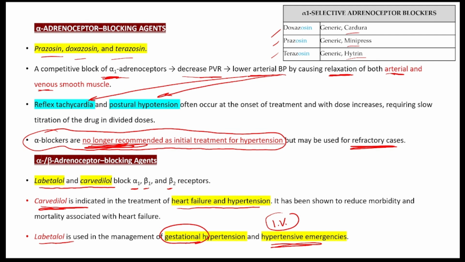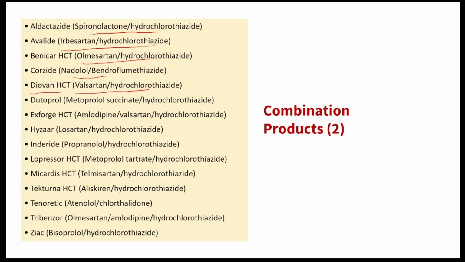Okay, so alpha blockers, three medications: prazosin, doxazosin, terazosin. They are not in clinical use as first-line therapy. They carry the risk of postural hypotension. Moving to another group of medication that acts by blocking alpha-1, beta-1, beta-2: labetalol, carvedilol for heart failure, labetalol for hypertension in pregnancy, and IV injection for hypertensive emergency. Again, maybe we can cover it later on.